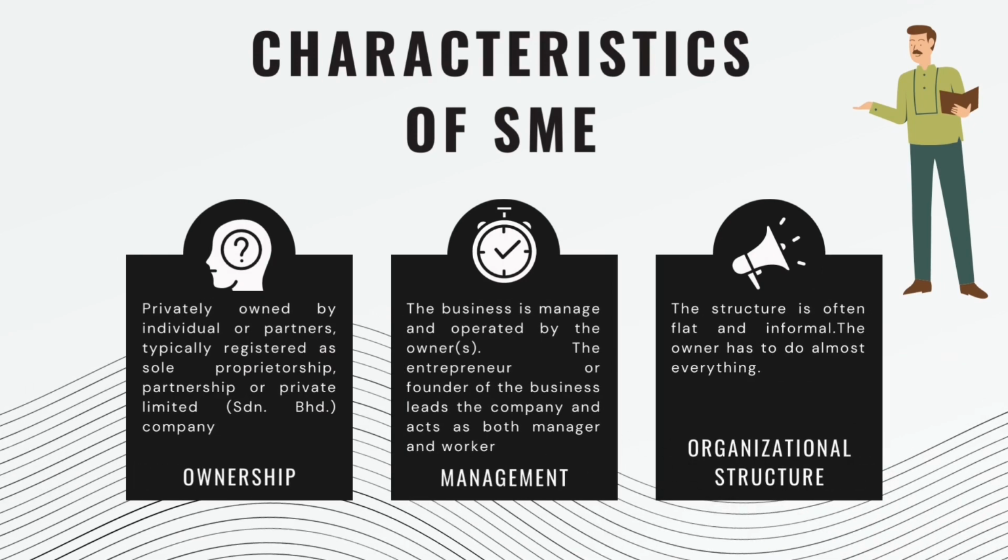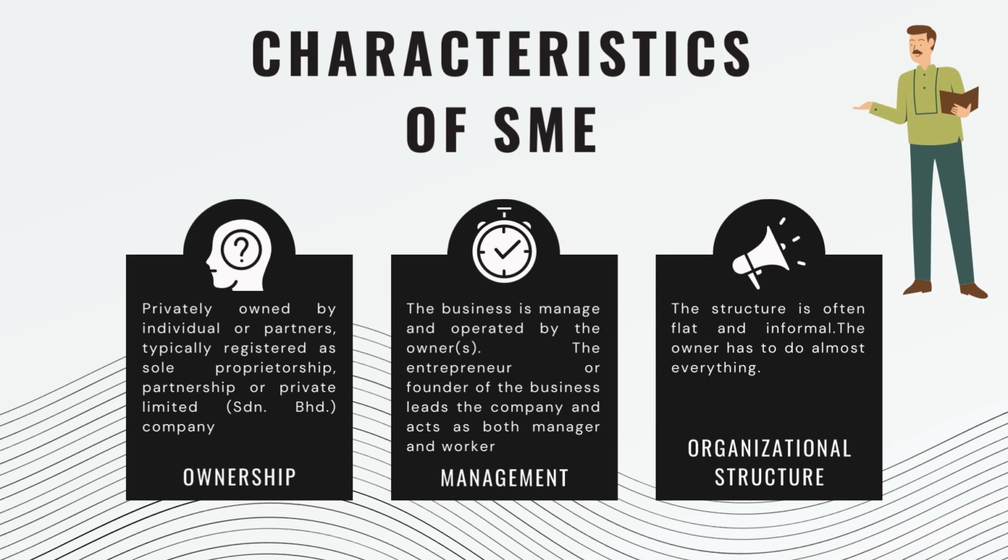Characteristics of SME. The first one is ownership. SME is privately owned by individual or partners and typically registered as sole proprietorship, partnership or private limited company. The second one is management. The business is managed and operated by the owner. The entrepreneur or founder of the business leads the company and acts as both manager and worker. The development of the business is determined by the owner and decision making is mostly done by the owner.